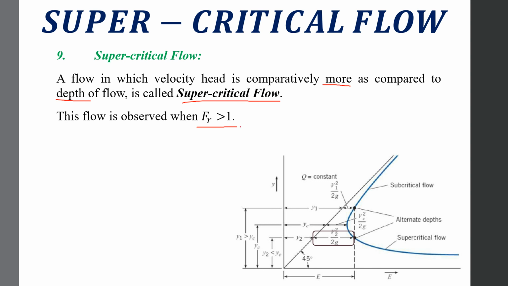If we look at the figure, this is the velocity head for supercritical flow, V2 square over 2g, and supercritical is this flow type. So for this, V2 square over 2g is somewhat more as compared to Y2. You can see Y2 has a smaller value. I have drawn these boxes to show which value is greater and which is smaller. You can see this box is large, so this gives a large value of V2 square over 2g, and depth of flow will be less as compared to velocity head.